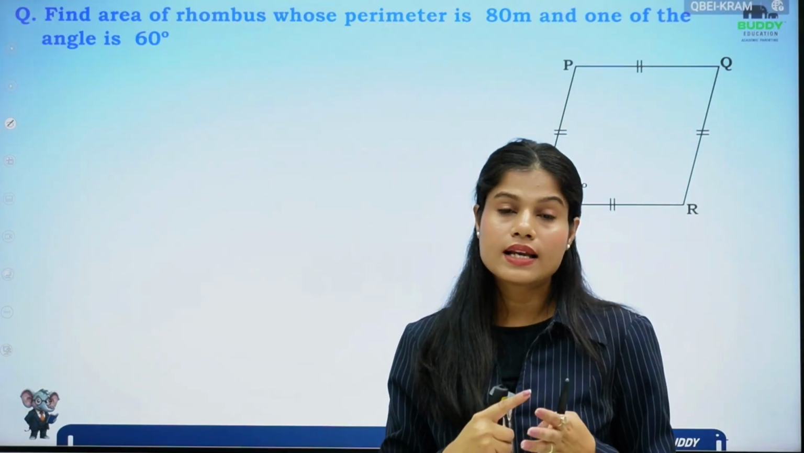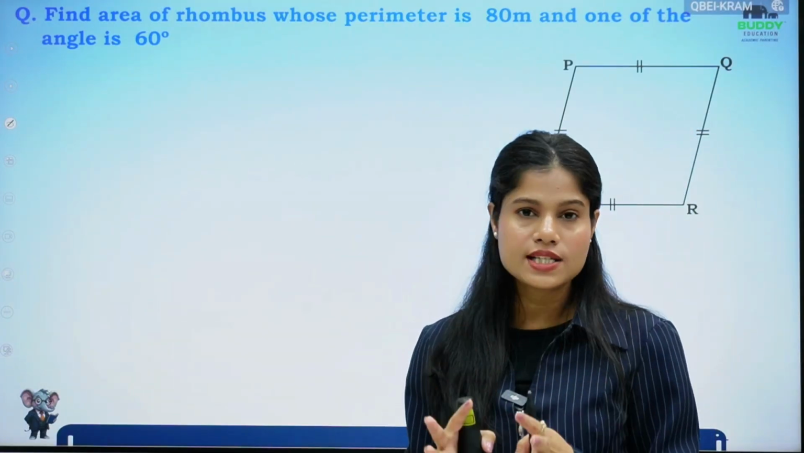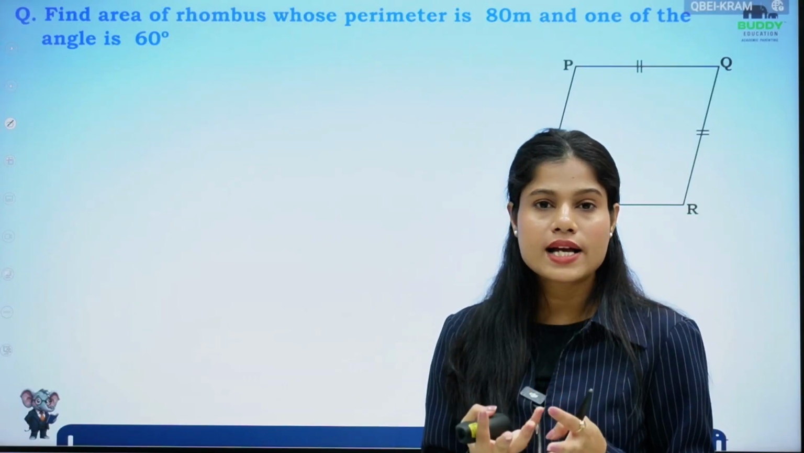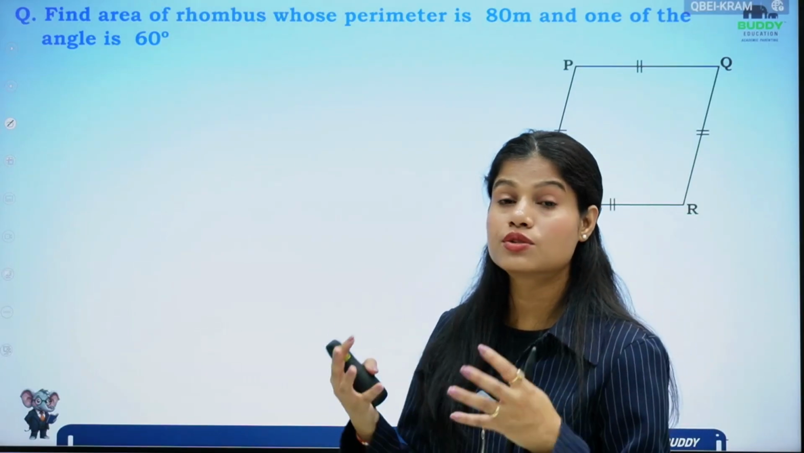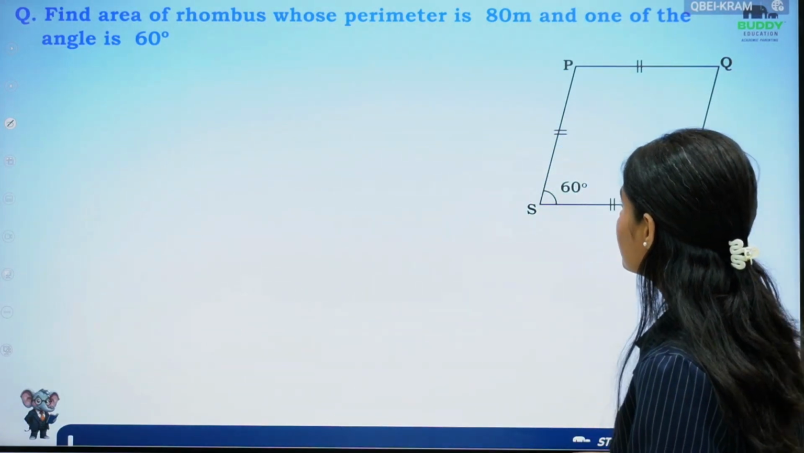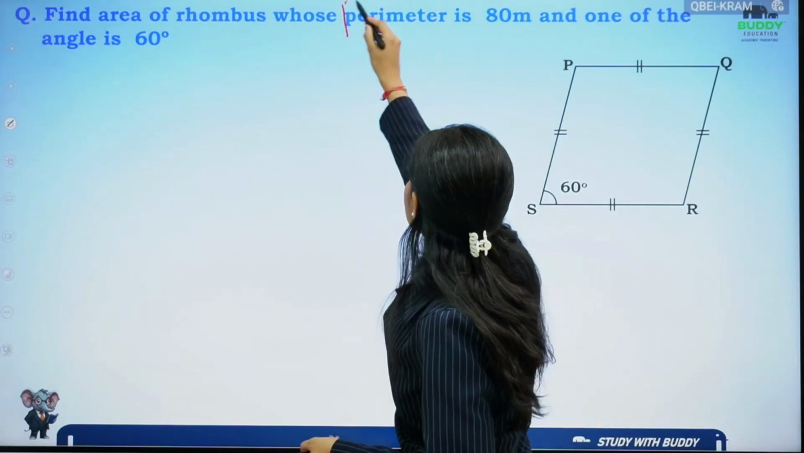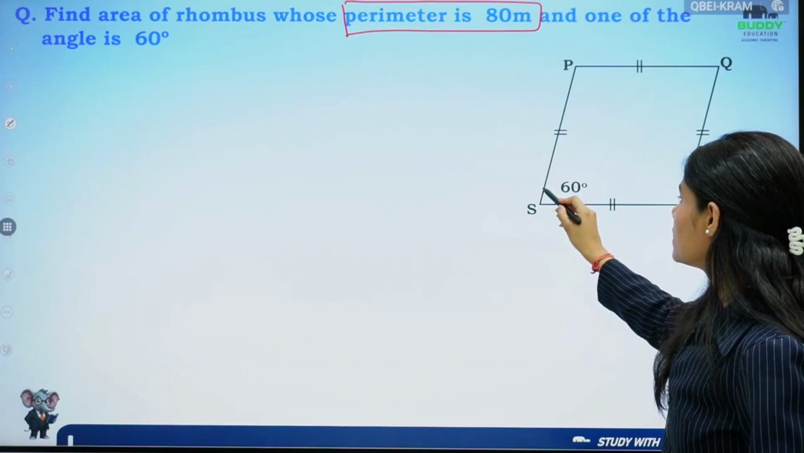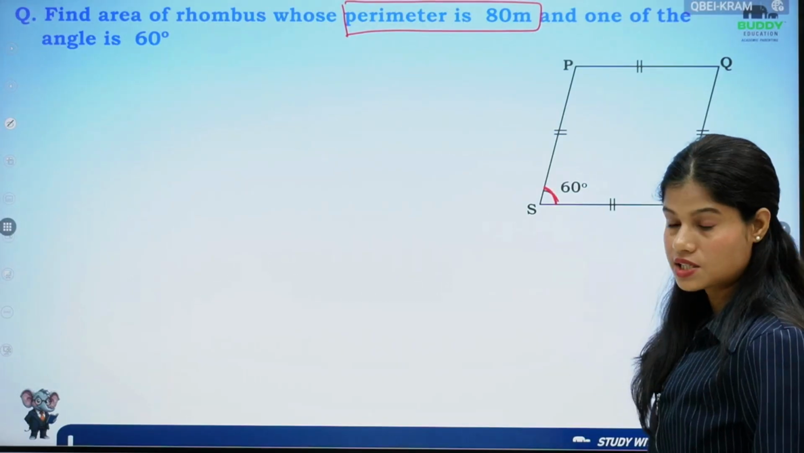Now we know that our rhombus has all sides equal. So if we want to know the side of it, we will get the information from the perimeter. They have mentioned it as 80 meter. This is one piece of information that we are going to use, and they are saying one of the angles is 60 degree. Let us just suppose this angle is 60 degree.